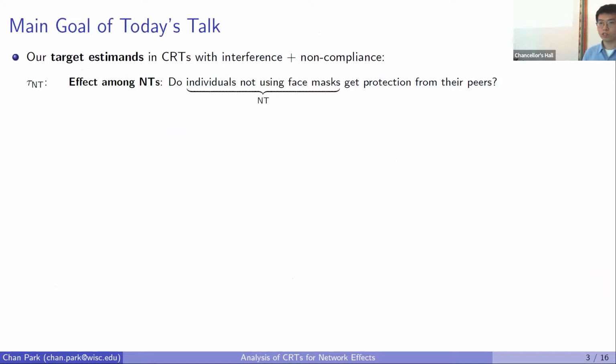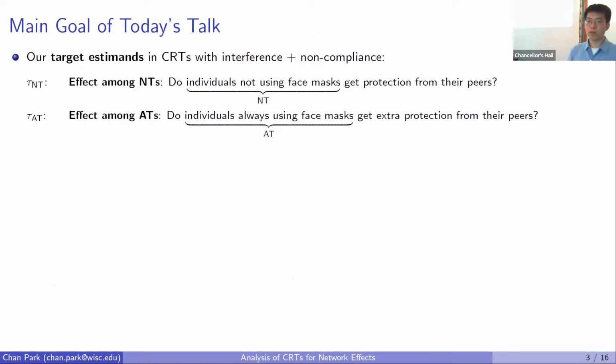The main goal of today's talk is to focus on 3 target estimands that occur in CRTs with interference and non-compliance. The first effect is the effect among never takers. That is, we are curious whether individuals not using face masks can get extra protection from their peers' mask usage.